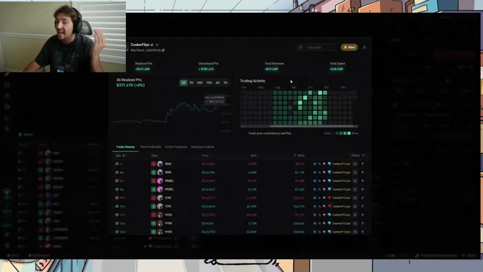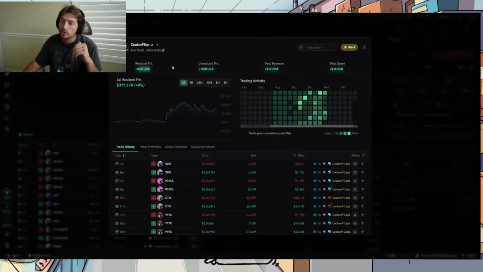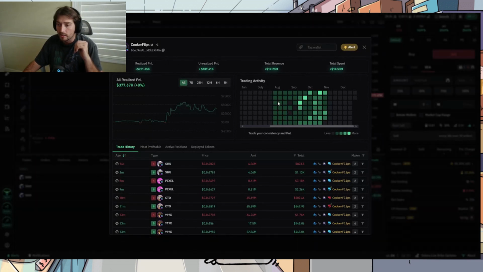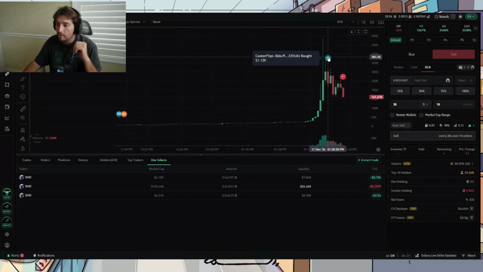So if I go and look at someone like Cooker, I can click on their name and see how well they've traded. This wallet's made 721K, unrealized 189K, and they just traded this SHU coin. So I can click right on it and see where it is. Cooker bought it up here, just sold down here. So we just took a loss on that, so be it.